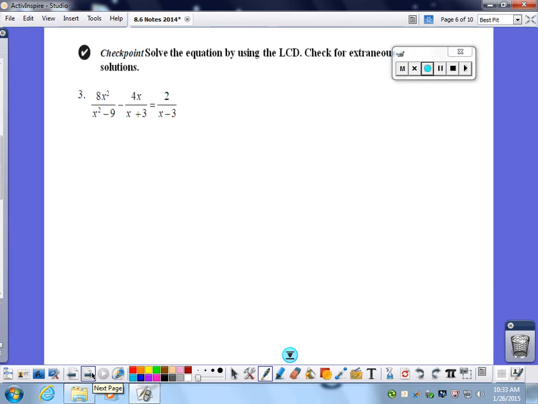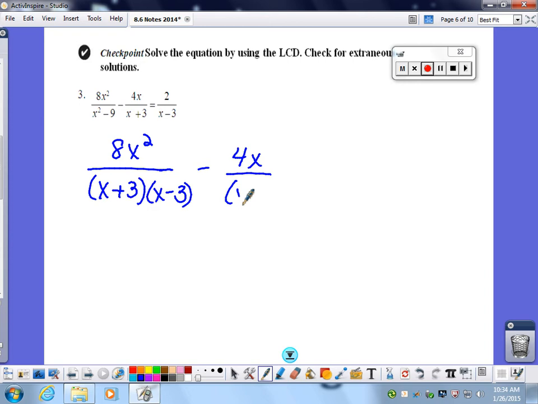All right, here's another example, let's look at this problem. Here again I'm going to factor this expression. So I've got 8x squared over x plus 3, x minus 3, minus 4x over x plus 3 equals 2 over x minus 3. So that's going to make my common denominator x plus 3, x minus 3. So I'm going to multiply all of my expressions by that common denominator.